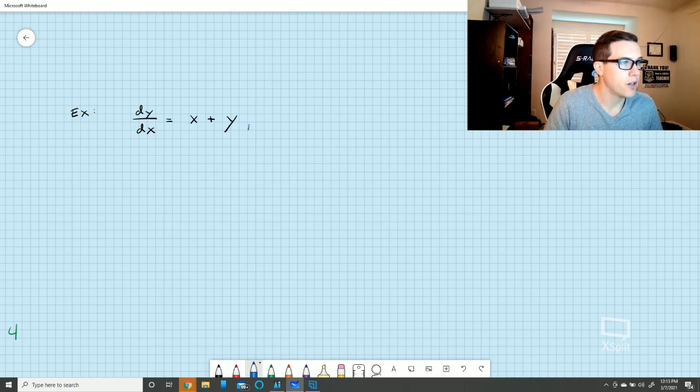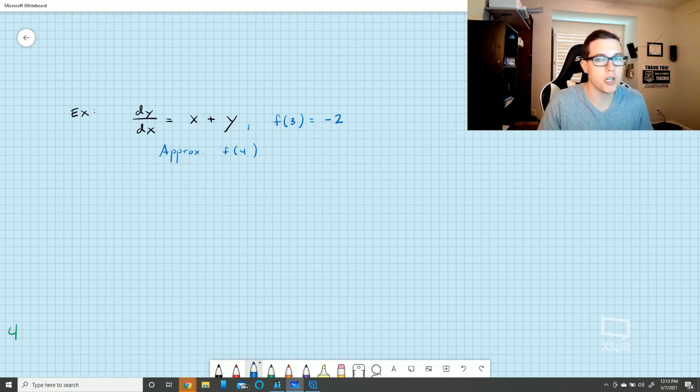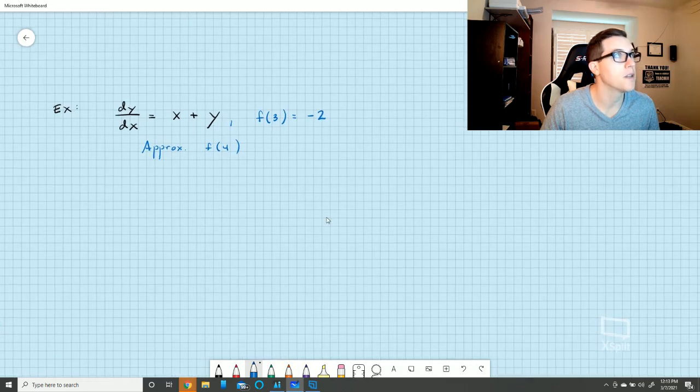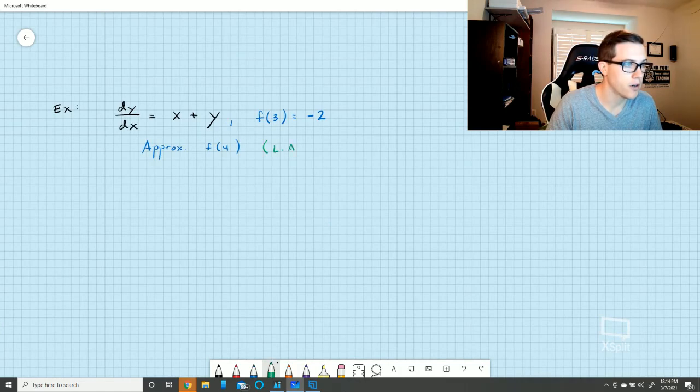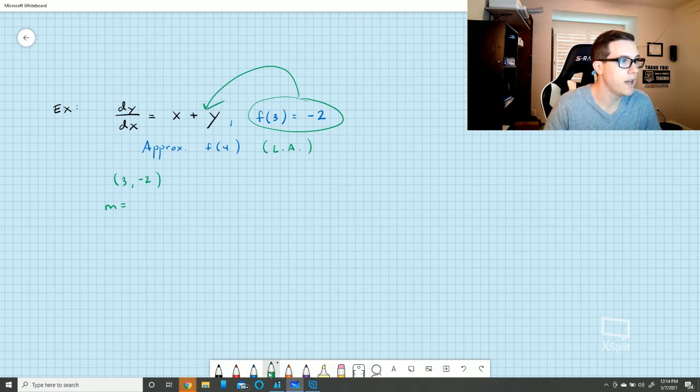But if I give you an initial condition, f of 3 equals, let's say, -2 in this case, approximate f of 4. Again, we're using linear approximations. There's actually a better approximation strategy called Euler's method that in BC we do, but not here. All we have to do is linear approximations. So again, we have our point, 3, -2. We have our slope, which means plug the coordinate into the differential equation and add in this case. So 3 minus 2 is 1.